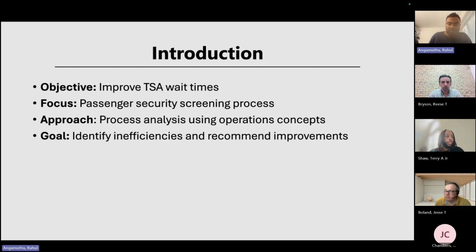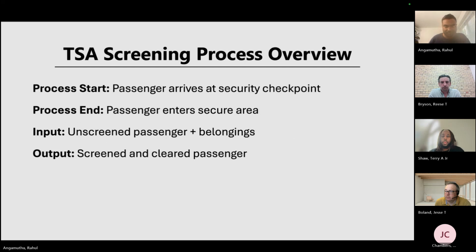And our goal is to analyze this process using operations concepts we've learned so far in class, and in the process, identify inefficiencies and recommend improvements accordingly. So to reiterate, we define the start of the process as when the passenger initially arrives at the security checkpoint. Of course, this will vary based on if you are a TSA pre-check member or not, but when you enter the line at that point is where the process starts.